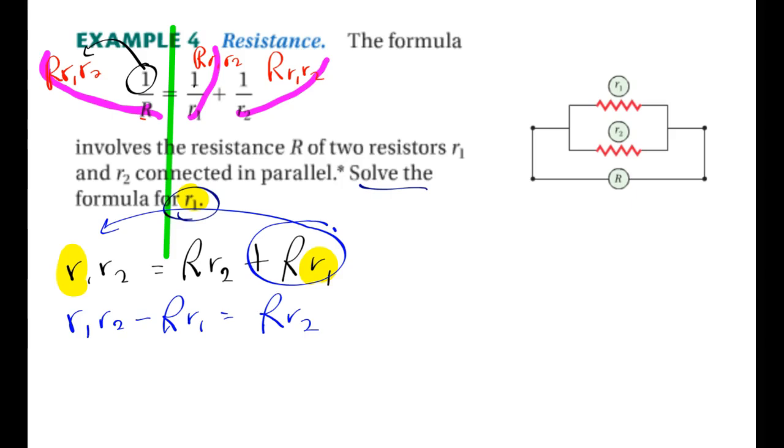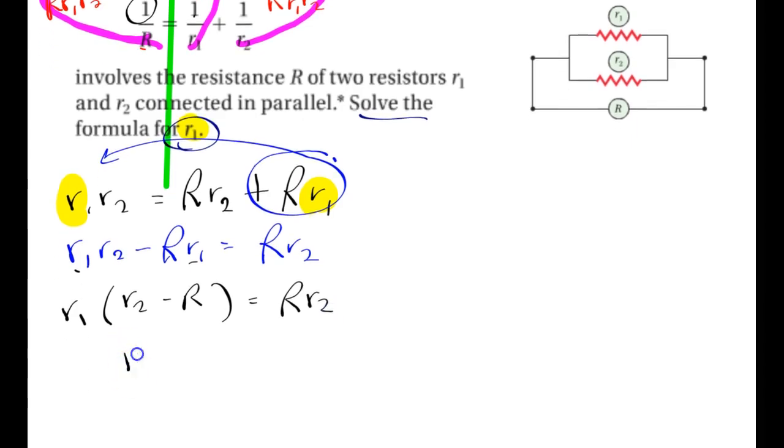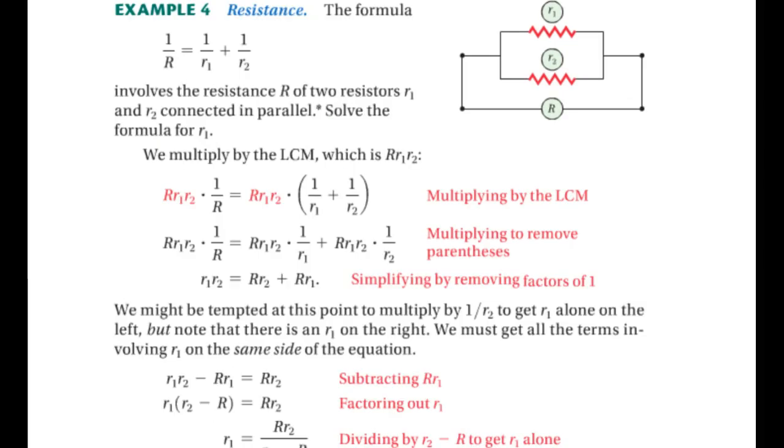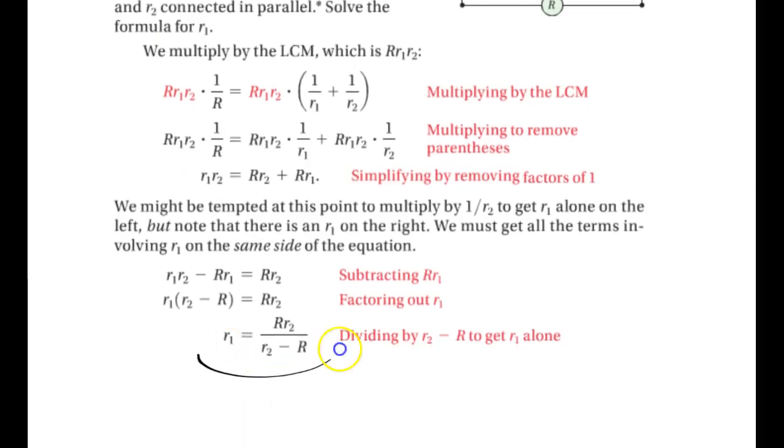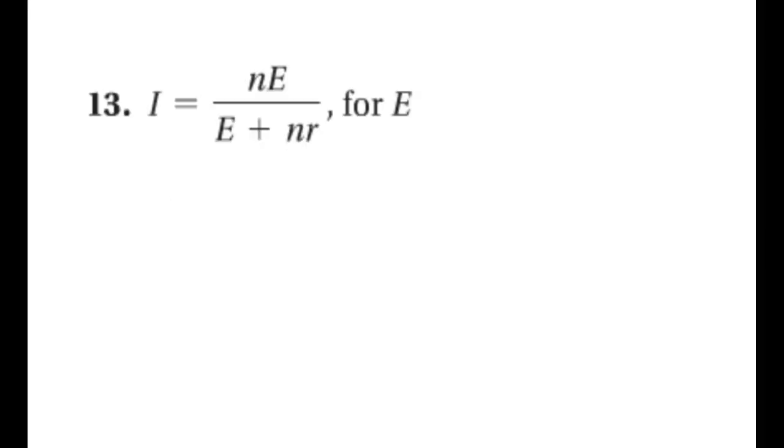So since you have two of these r sub 1s, I'm going to factor them out. And that's the trick that will create just one r sub 1, what I'm trying to solve for. So r sub 1 will equal, if I divide through that parentheses, r sub 2 minus r. Let's see if the author has a similar solution. Again, you could pause the video and see how they worked it out.